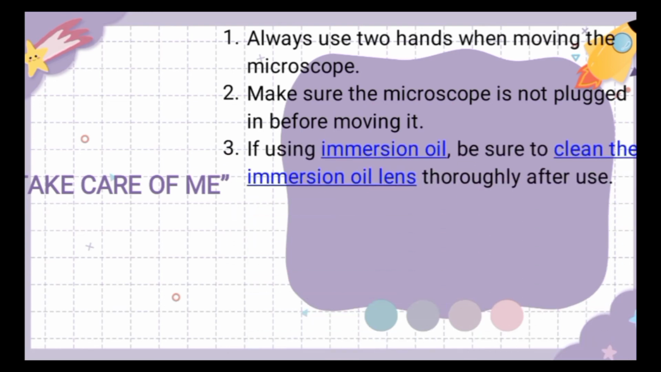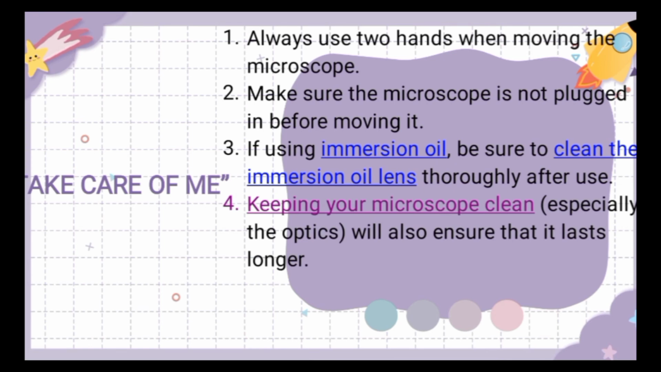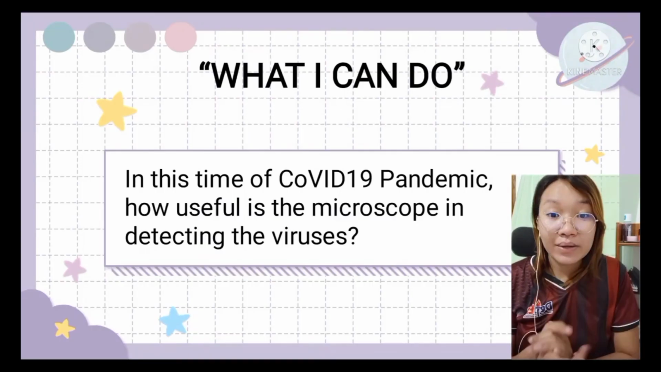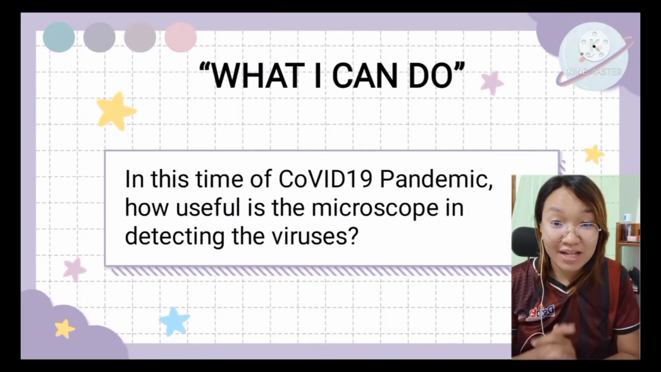For number 3, if using immersion oil, be sure to clean the immersion oil lens thoroughly after use. Number 4, keeping your microscope clean, especially the optics, will also ensure that it lasts longer. And for number 5, when the microscope is not in use, cover it with a dust cover or store it in a microscope case.